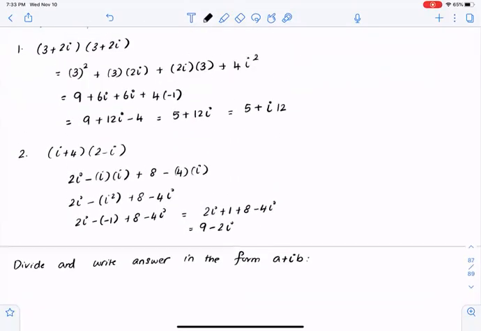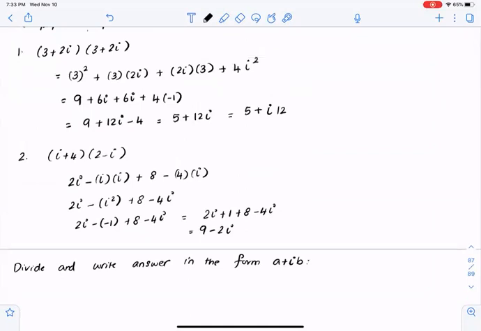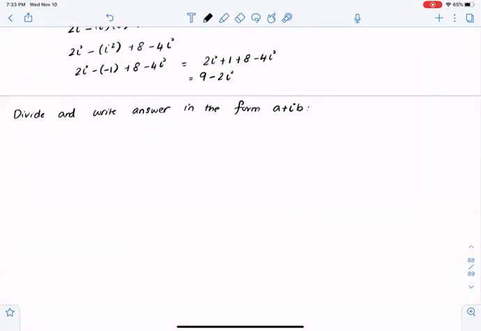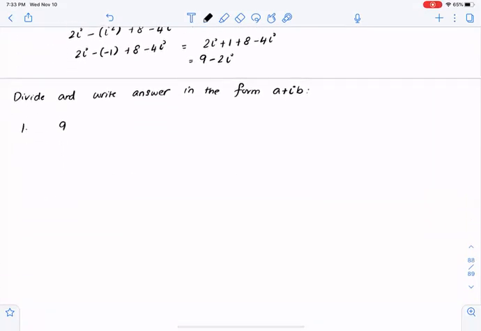Multiplying two complex numbers and writing it in the form a plus ib is pretty straightforward, especially if you know how to distribute terms and factors. But dividing a number by a complex number, or a complex number by a complex number, and writing the answer in the form a plus ib is tricky. So suppose I have 9 over 2 plus i.